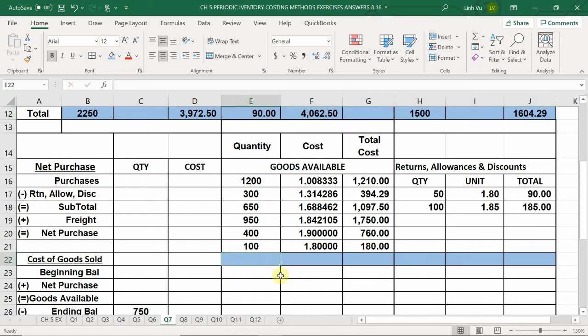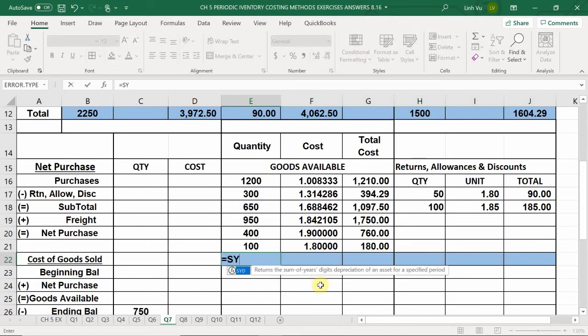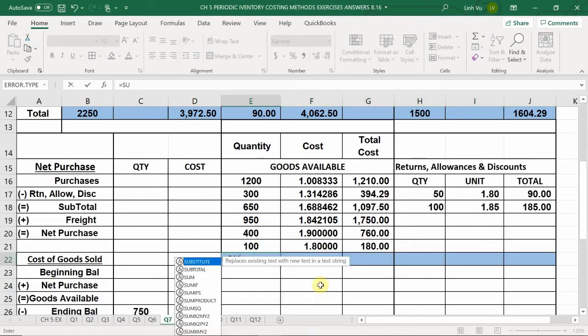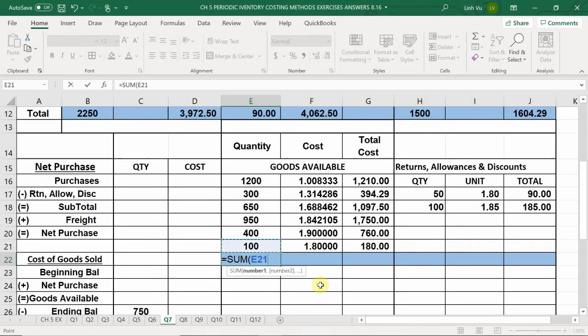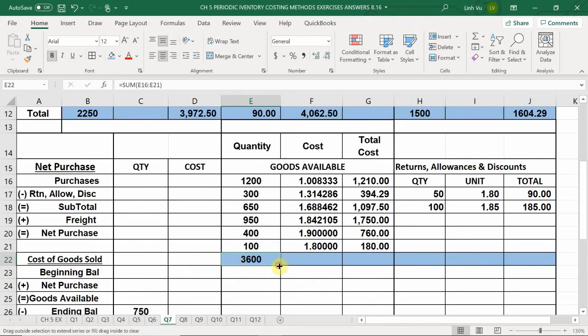Okay. Let's also go ahead and tally up our totals for the goods available as well as my returns and allowances. Okay. So what is my total goods available? 3,600. And the total cost of that?